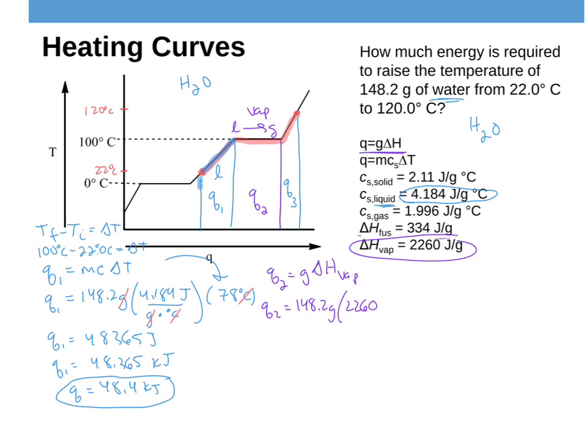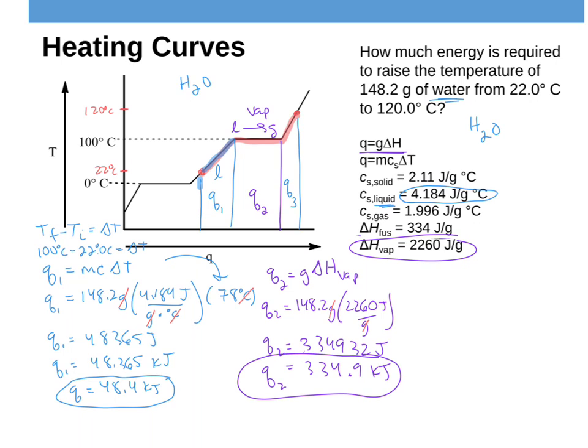So my Q2 is going to equal that same 148.2 grams, but now times the heat of vaporization, which is 2260 joules per gram. Grams cancel, that leaves me in joules, which is going to be 33493 joules. Again, kind of a big number, so I'm going to move this over to be 334.9 kilojoules, right? Taking into account sig figs. So that's how much energy it takes me to basically vaporize all of that, to go from liquid to gas.